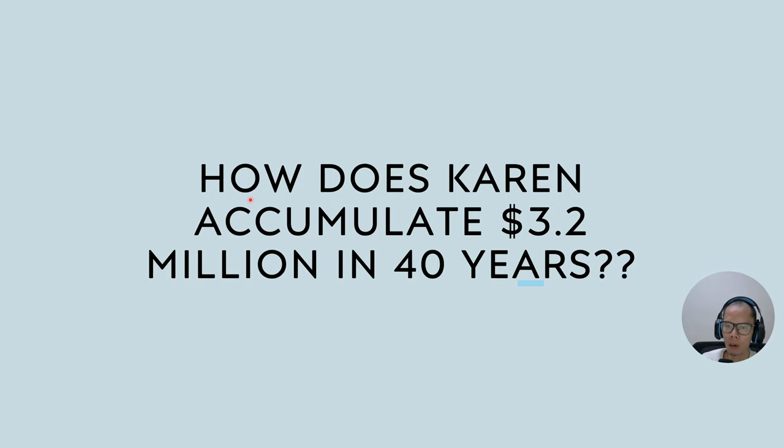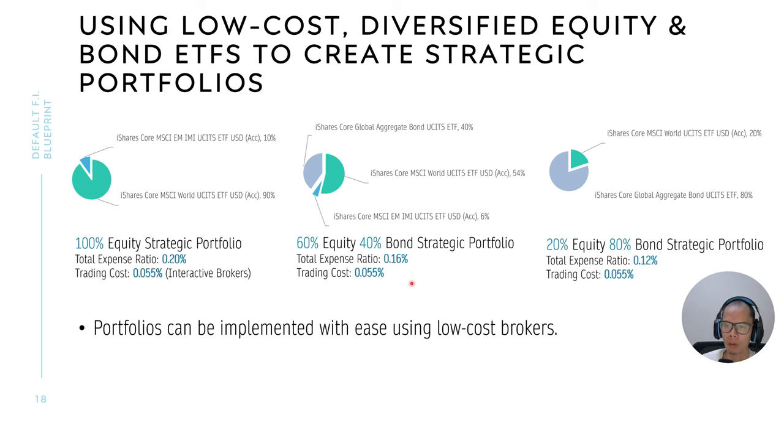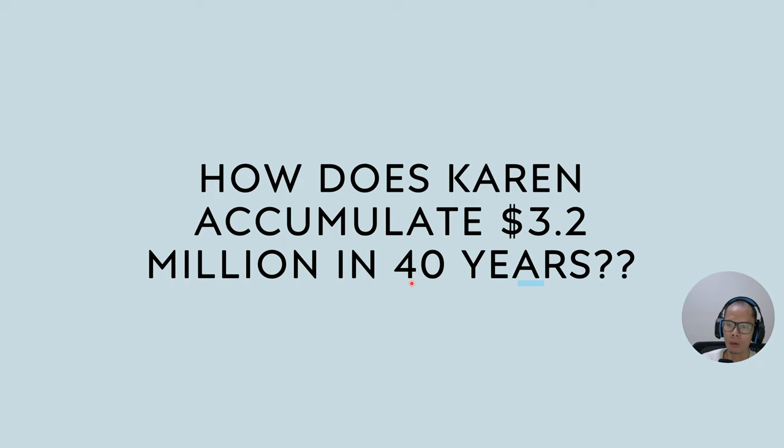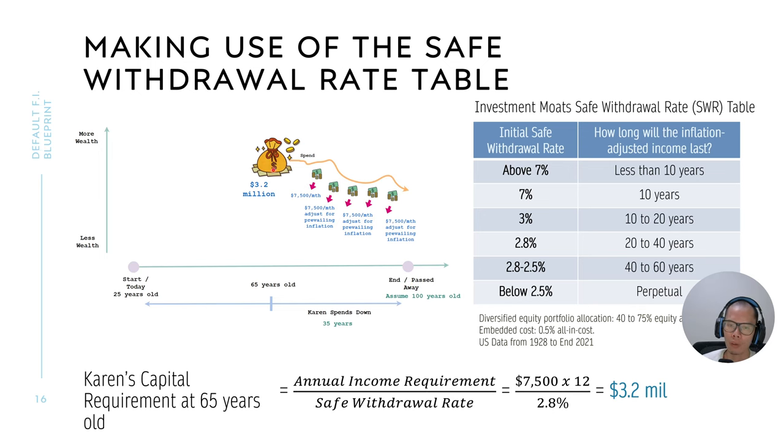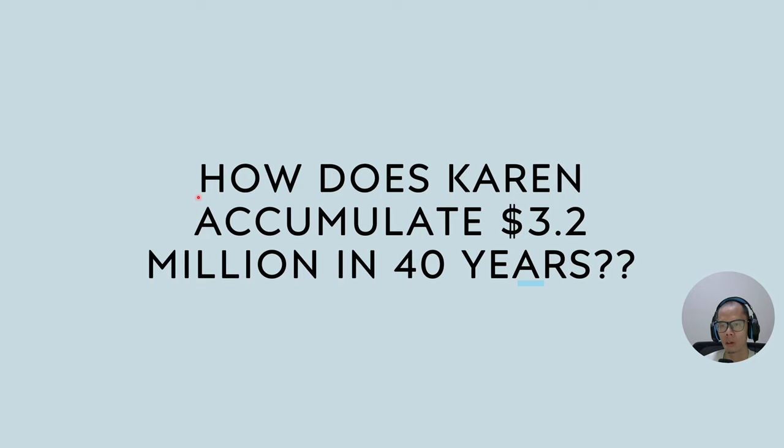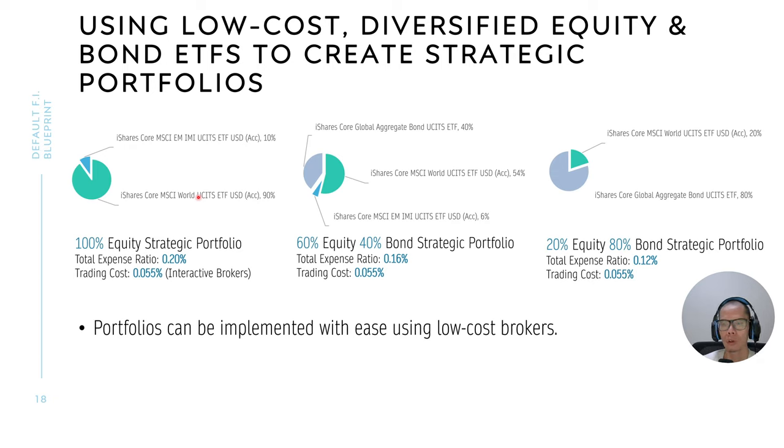So how does Karen accumulate this 3.2 million in 40 years? Right now, if you look at the picture, you have 3.2 million, and now we have to settle this portion of things. Through the first video, we have a certain idea about how to craft passive portfolios with diversified equities and bonds ETFs. So you can have different allocations of equity and bonds.